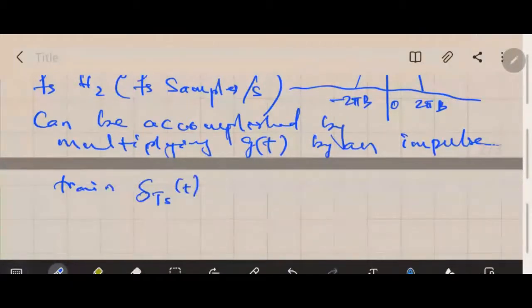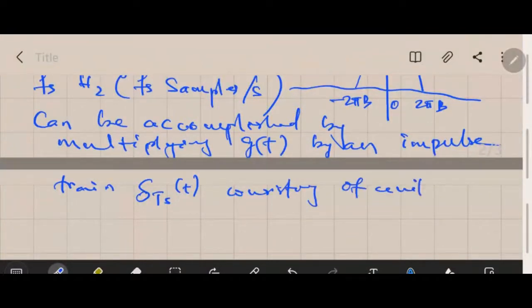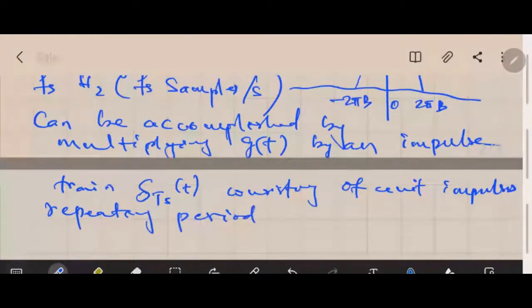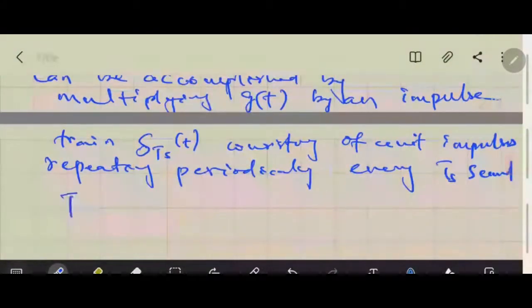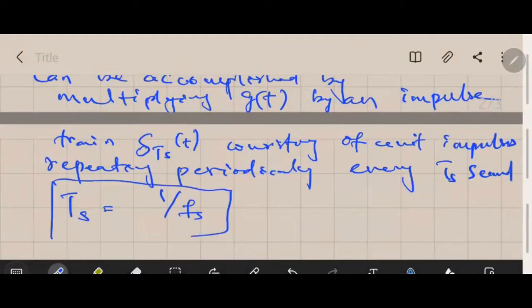So this will be consisting of your unit impulses, repeating periodically every ts seconds. Why ts seconds? Because we know that time and frequency are reciprocal of each other. That means ts is equal to 1 by fs. So whatever the sampling rate you take, its reciprocal will be the time ts.